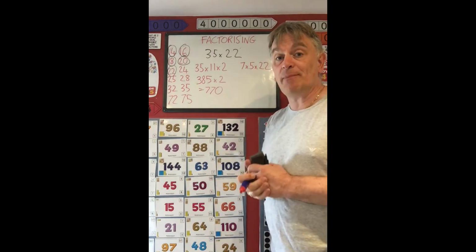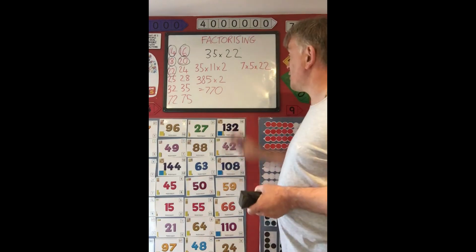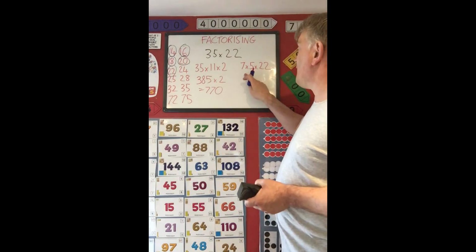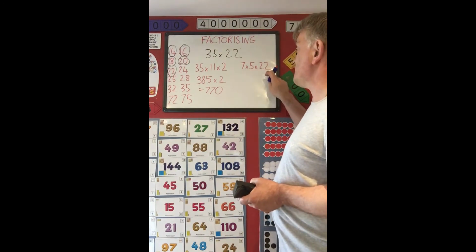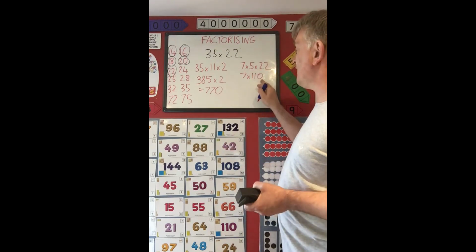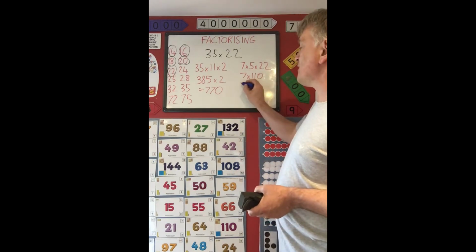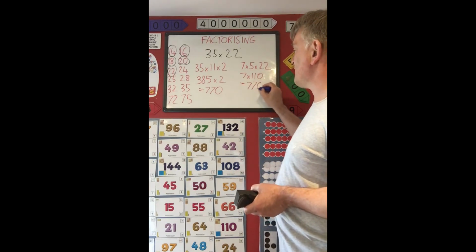That's one way to do it. The other alternative with factorising, I think, is slightly easier. 5 times 22: 5 20s are 100, 5 2s are 10, so we end up with 7 times 110. I think that one's easier. Again, 11 times 7 is 77, so 110 times 7 is 770.